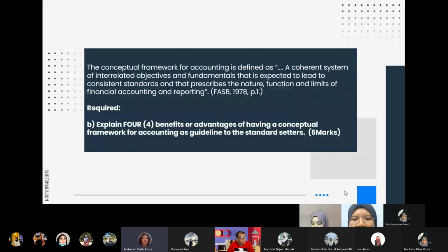The second benefit is to provide a framework for solving new and emerging practical problems, in which we can know what standard can be used, and know what information has been done after the financial statement is finalized.